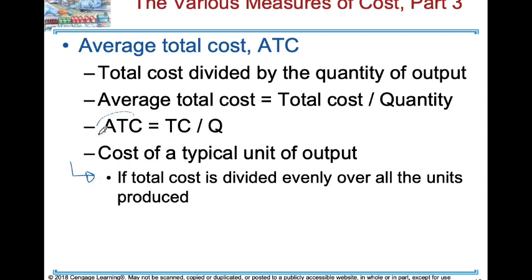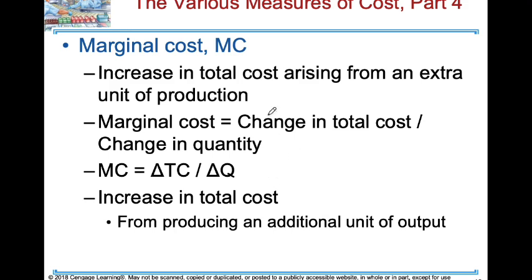This average total cost basically divides the total cost evenly over all units produced. Marginal cost is also something that we've discussed. It is how total cost increases when you add an extra unit of production. When you produce one additional unit, how does the total cost change? And the formula is how total cost changes when there is a change in what is being produced.